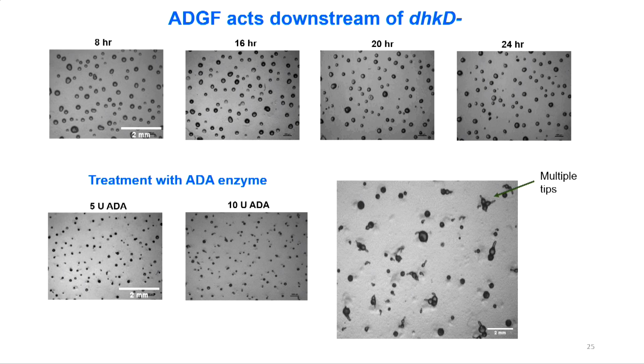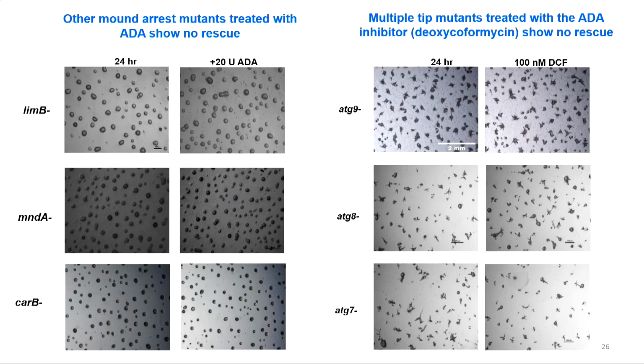If you have a block in this, then it manifests in mound arrest. If you treat them with the ADA enzyme, then you are able to see a rescue. The more you add, the more you can see a multiple tip phenotype. So this is how we are able to find out the pathway. We tested several mutants, of which we found only DHKD rescued, and for these other mutants, when we added the ADA enzyme, there was no rescue.